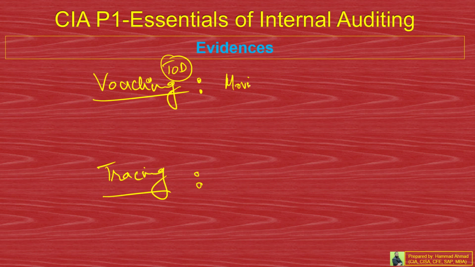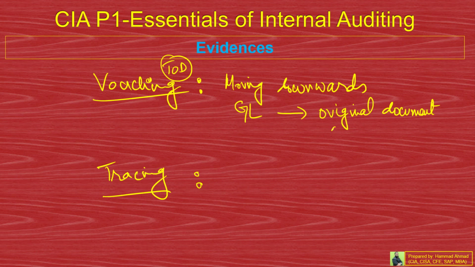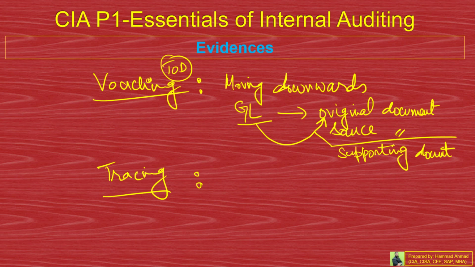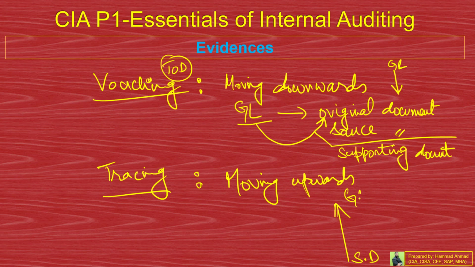Okay. It is moving downwards. What does that mean? From GL to the original document or source document. Whatever entry is here, we have to vouch it to the original document, which is the supporting document or invoices or gate passes or whatever. Supporting documents, okay? This is moving downwards from GL to supporting document. And this is opposite to vouching. Moving upwards from supporting document to GL.